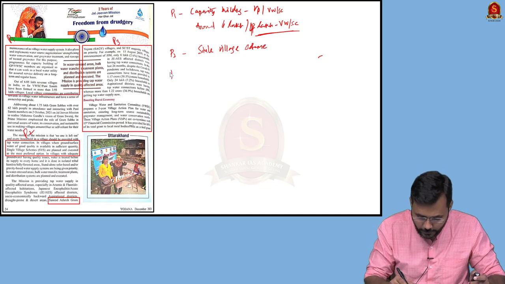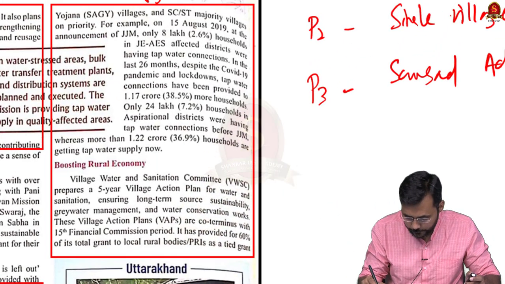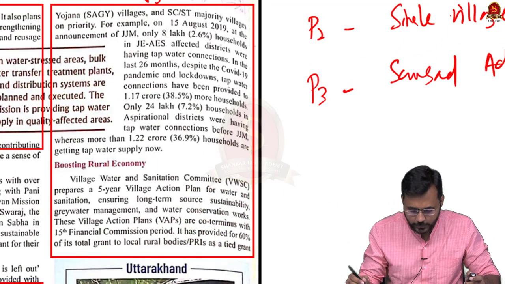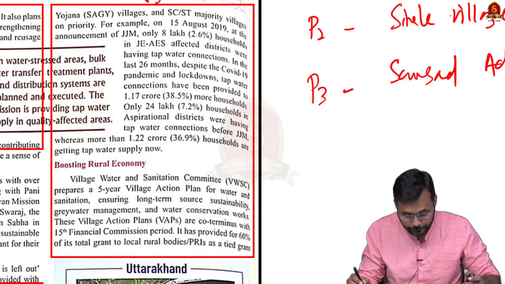Next thing is paragraph 3, regarding Sansad Adarsh Gram Yojana. This is majorly focused on SC and ST majority villages. This scheme is entirely focused on SC and ST majority villages.